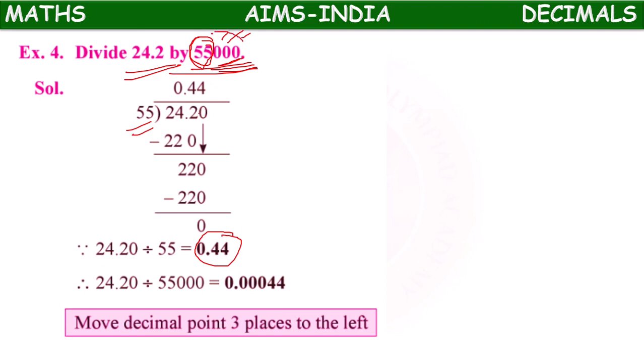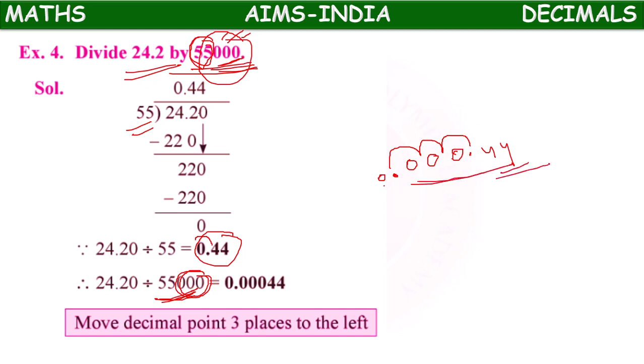But actually we have to divide with 55,000. 3 more zeros are there on the extreme right. So, the point will move 3 places towards the left. Already one place is there. If it moves 3 places, 1, 2, 3 places. Before that, one more 0. Means 0.00044. That will be the answer.